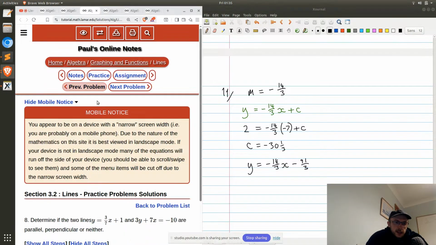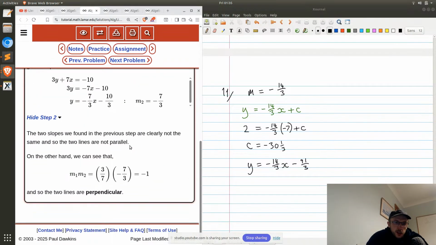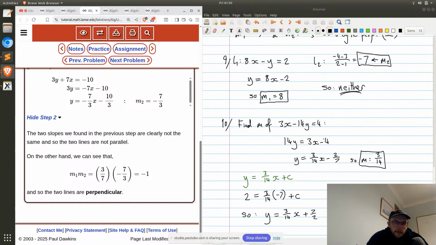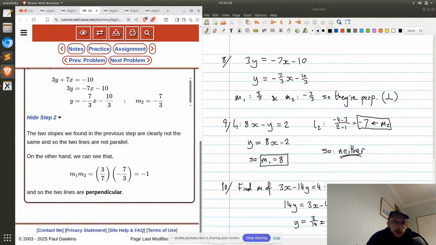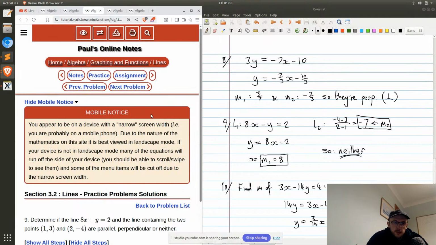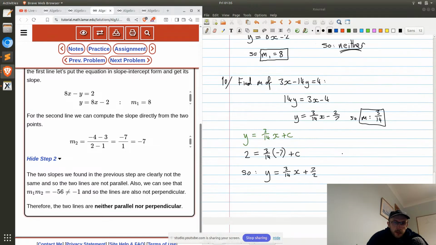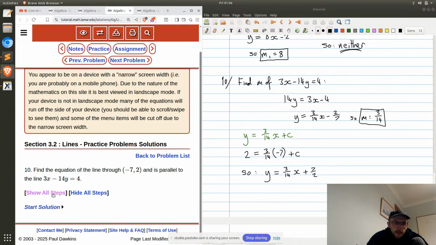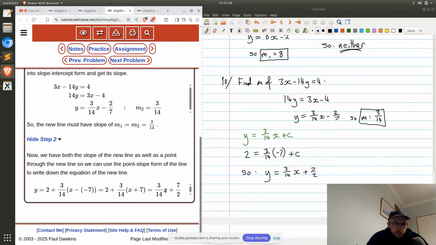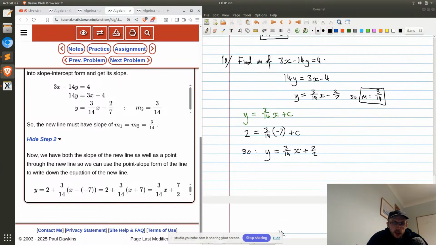And now check everything. Everything must be checked. Everything. So they're in agreement, perpendicular on the first one. And they're in agreement, neither, for problem 9. And do they agree with me? Oh, yes, they do. Okay. But they did a bunch of intermediary steps. Y is equal to 3/14x plus 7/2. That is correct.